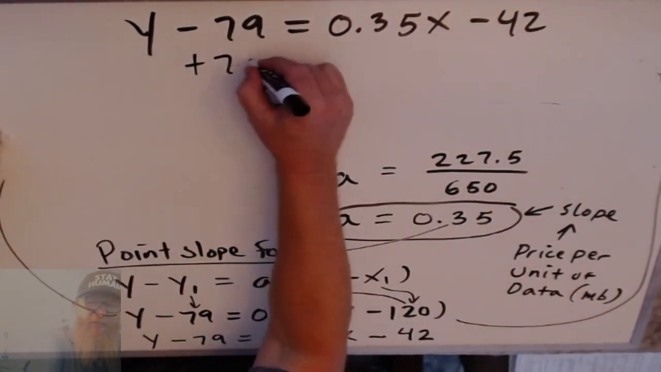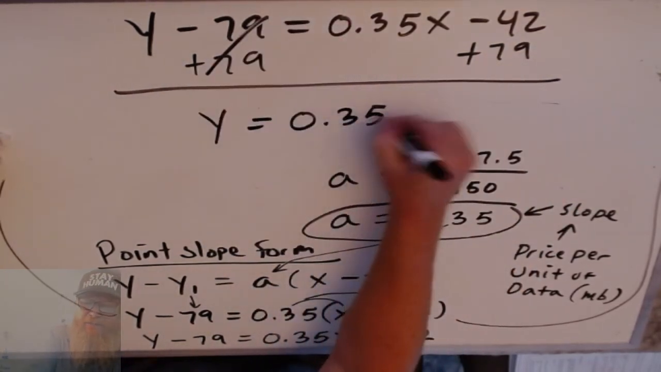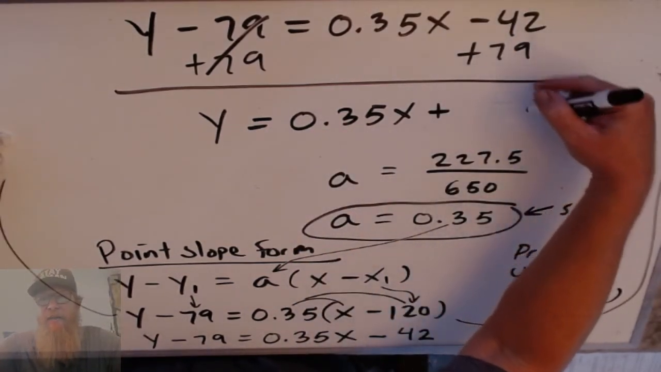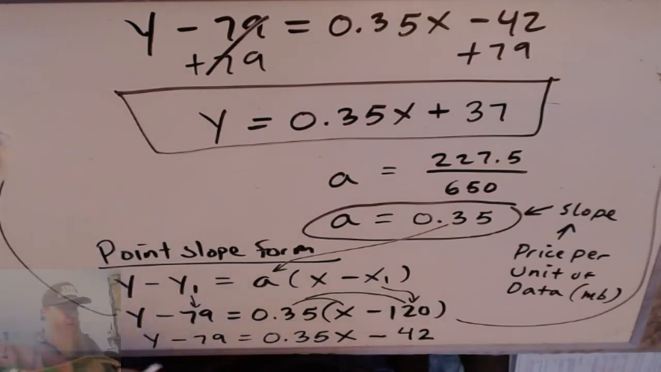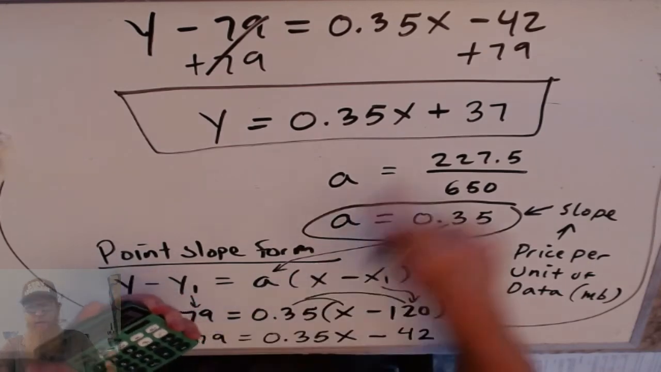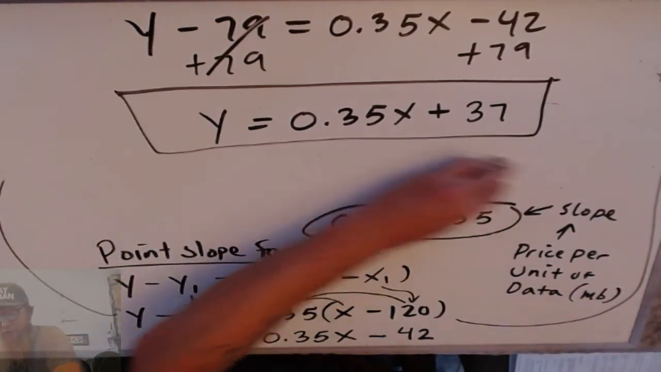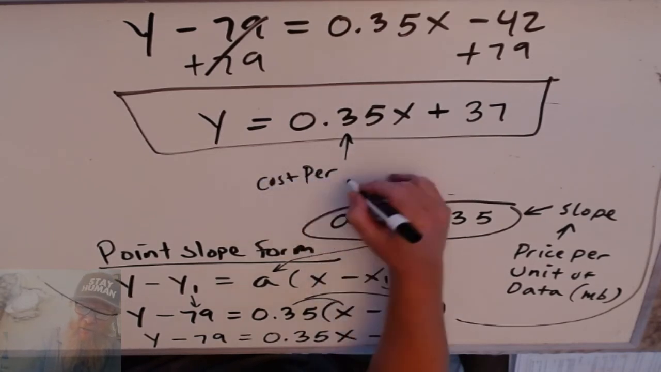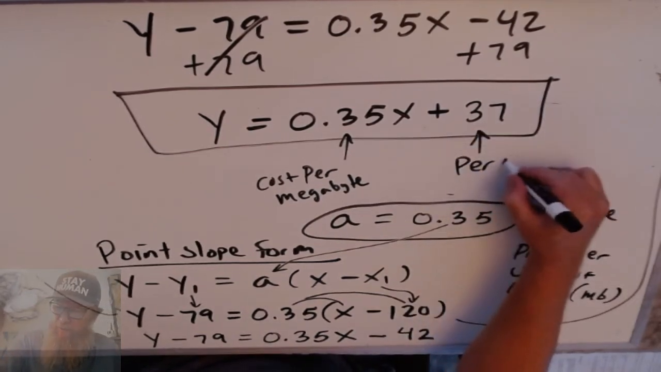And I'm just going to finish this off by adding 79 to both sides. And I get my 35 cents times X plus an additional, what is that? My brain hurts, $37? Yeah. That's a pretty cheap plan, right? I wish my cell phone was that cheap. Let me just double check that. $79 minus $42. Yep, $37 a month. So the 35 cents is per megabyte, and the $37 is per month.